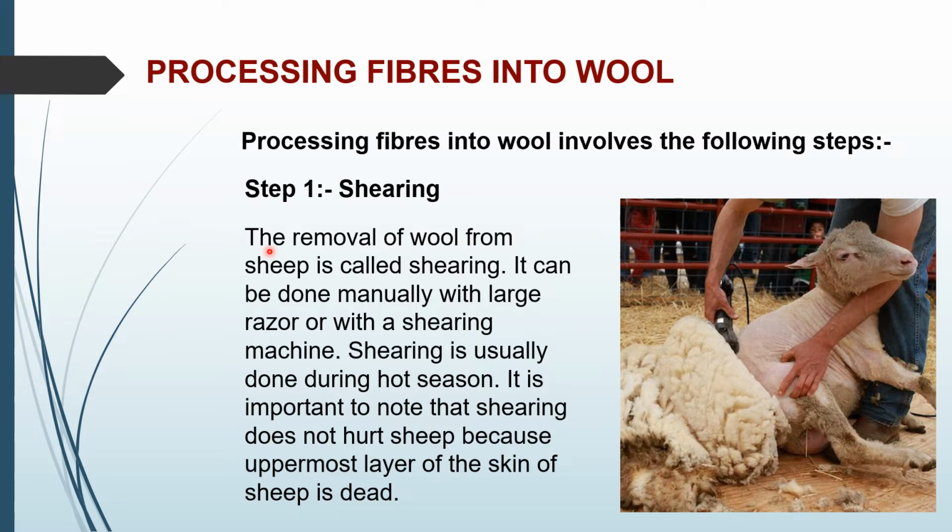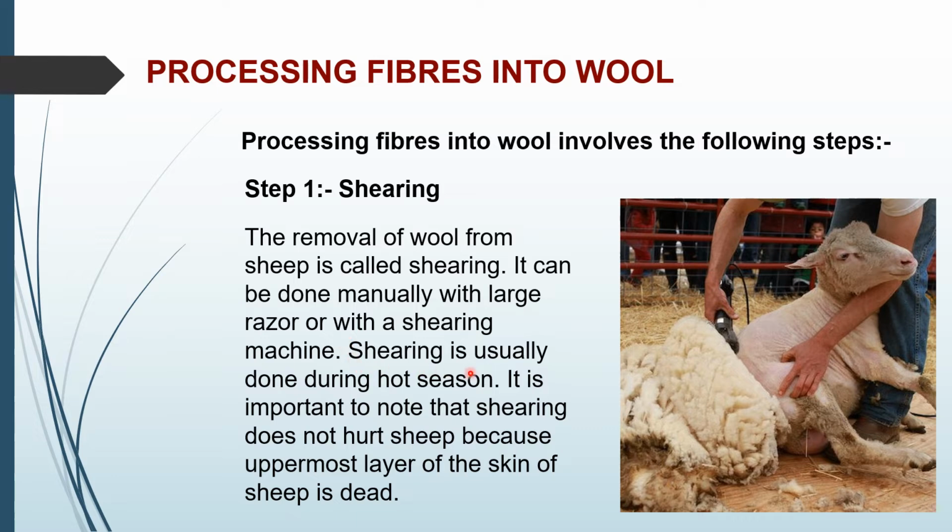And what is shearing? The removal of wool from sheep is called shearing. In this picture you can see one person removing the wool from the body of the sheep. That process is called shearing. That is step 1. It can be done manually with a large razor or with a shearing machine. With a shearing machine or a large razor, we can remove the wool.